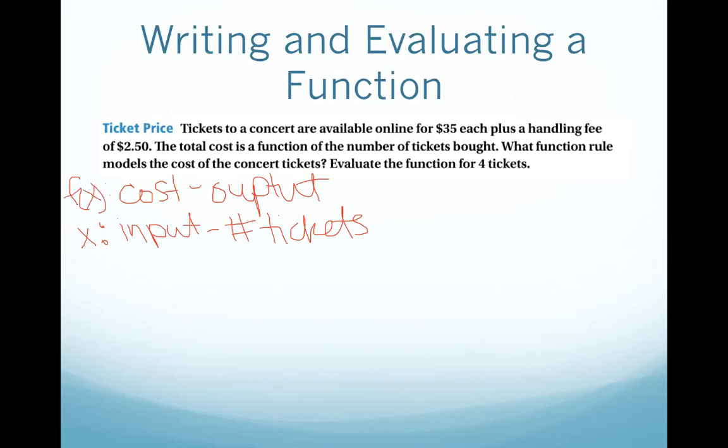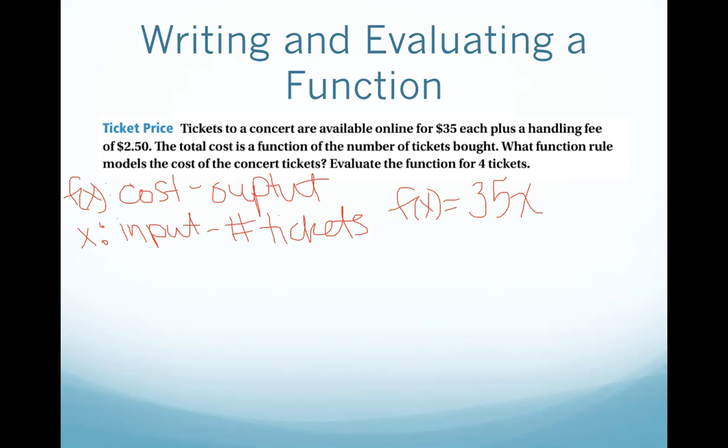So we can say the cost of our tickets is going to be, so how do I find the cost of the tickets? Well, they're $35 each, right? So if I buy one ticket, it's $35. If I buy two tickets, it's $70. If I buy three tickets, it's $105. So notice I'm going up by 35 each time. And for expressions, what we did is we had to multiply 35x, where X is the number of tickets. And every ticket I buy, I have to pay another $35.